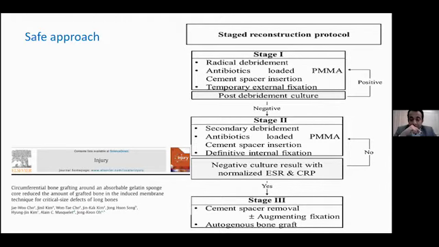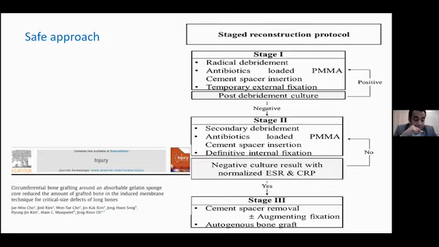And again, according to the cultures and ESR-CRP, either repeat the second stage or proceed to third stage, which is cement spacer removal with or without augmenting fixation and autogenous bone grafting. So to summarize, tips to avoid infection recurrence: external fixation in first stage is preferred to internal fixation.